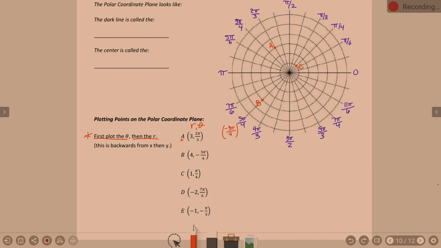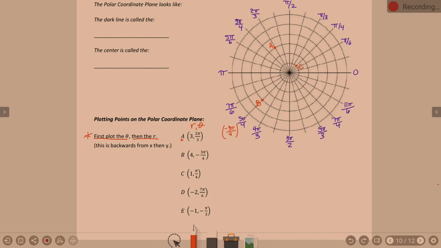Negative 2, 7 pi over 6. So, what do I find first? Okay, 7 pi over 6 is right here, yes? Negative 2. So you go backwards from the origin? Backwards from the origin. Yeah. So, a negative 2 says instead of going out 2 rings on 7 pi over 6, you're going to go backwards through the pole. That negative 2 is going to reverse your direction.